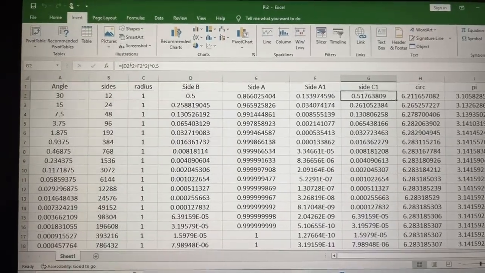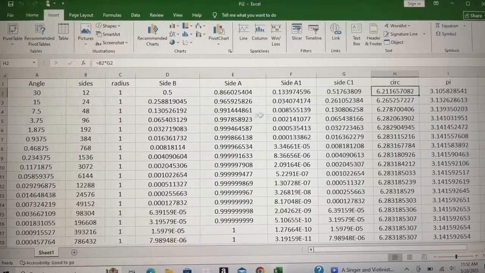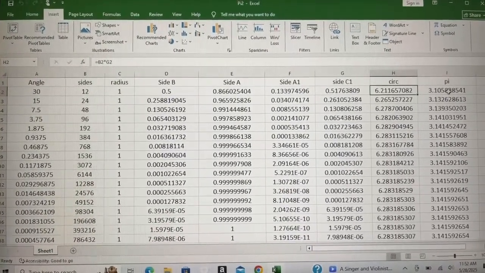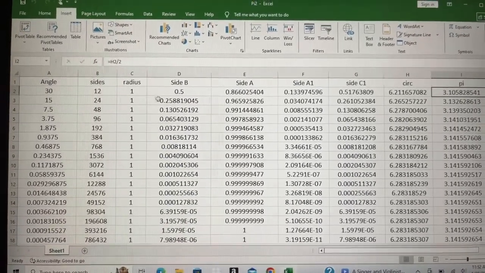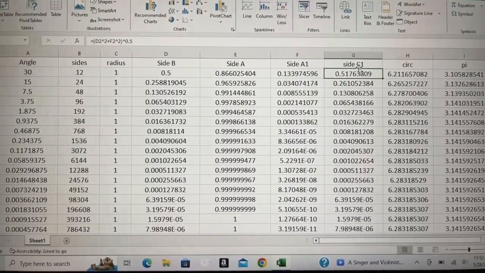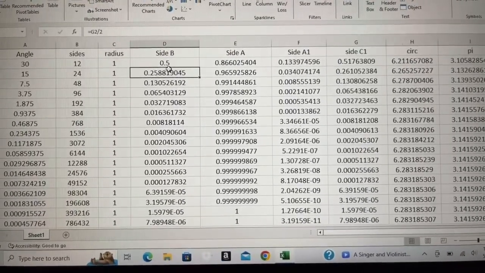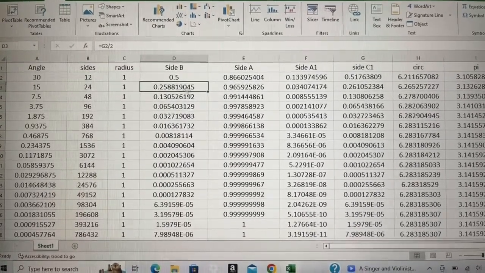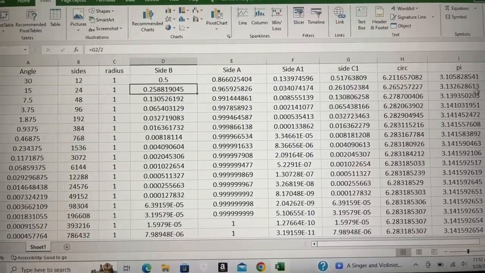C1 is Pythagorean theorem. The circ is C1 times your number of sides, which you got from your angle right there. And then pi will be your circ divided by 2, which is the diameter. Then the interesting part is you take C1 right there in column G, bring it back over here to column D where it says side B, and divide by 2. So take C1 divided by 2, and that'll give you a new side B, and then just same formulas all the way across.